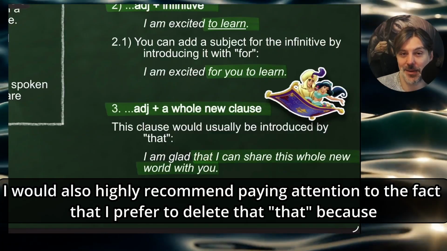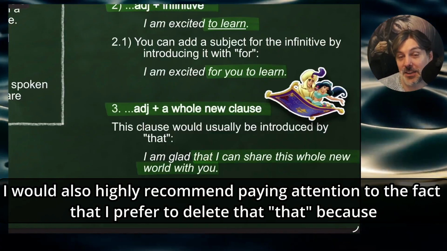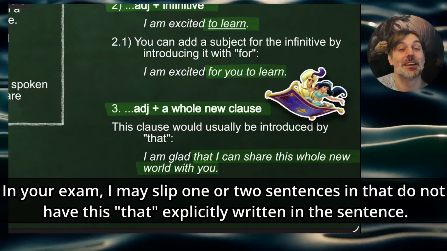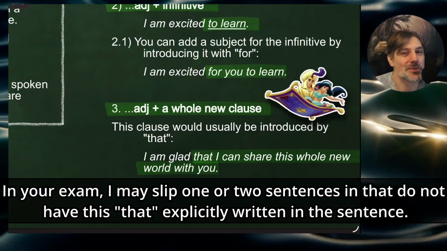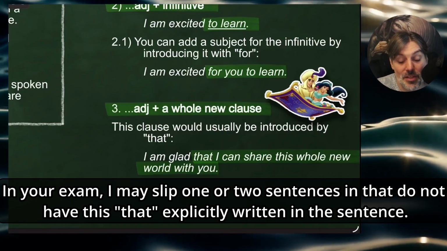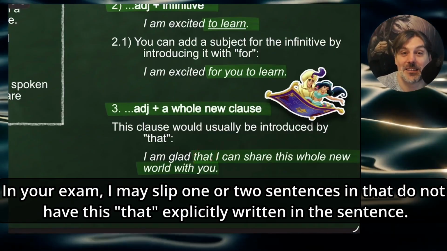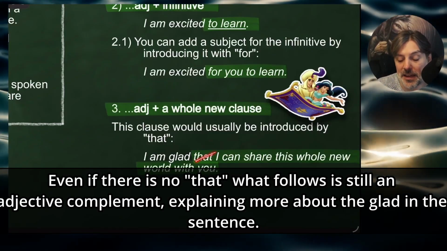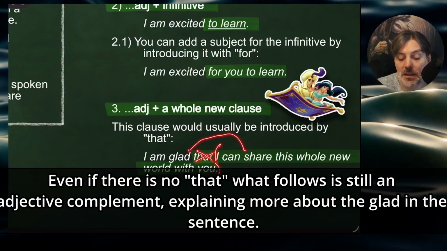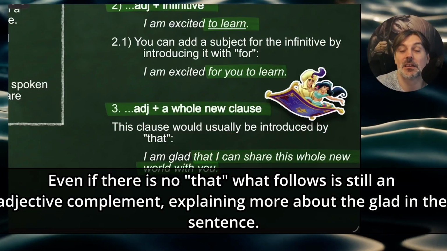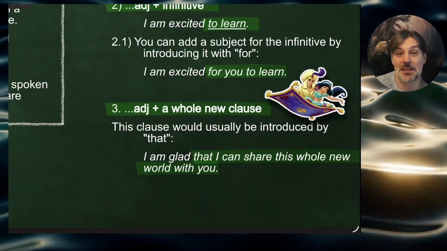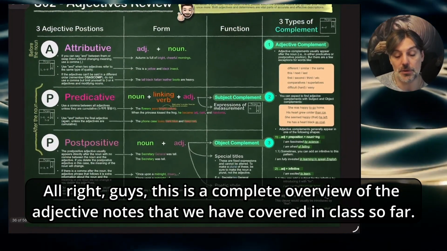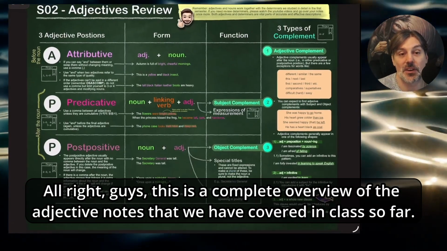I would also highly recommend paying attention to the fact that I prefer to delete that because in your exam, I may slip one or two sentences in that do not have that explicitly written in the sentence. Even if there is no that, what follows is still an adjective complement explaining more about the glad in the sentence.